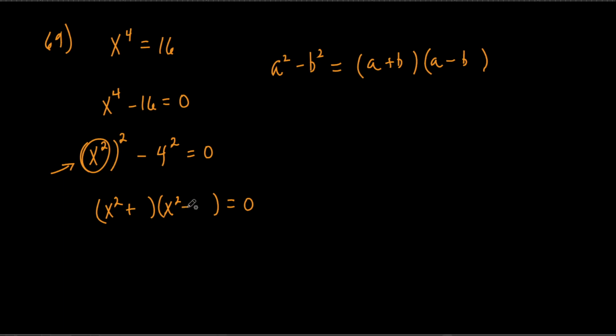Put a plus and a minus. I usually do that first. And then what's being squared to give you 16? Well, the 4 is being squared. So the 4 is the B. So I'm going to put a 4 here and a 4 here. All right, so we're good to go.